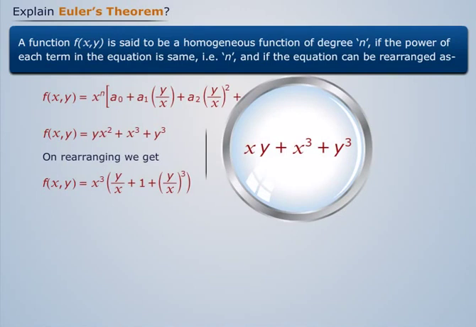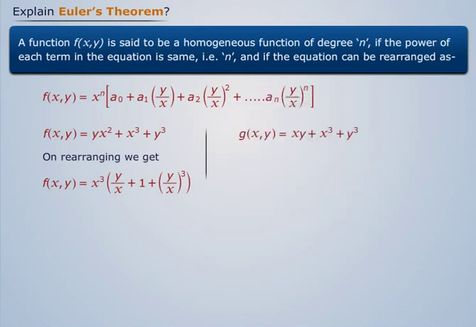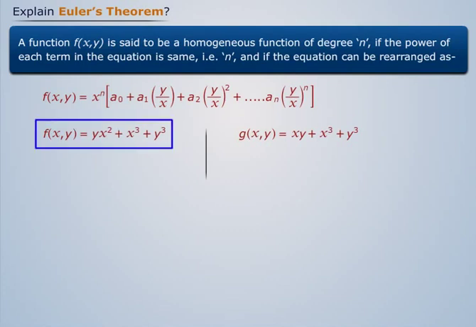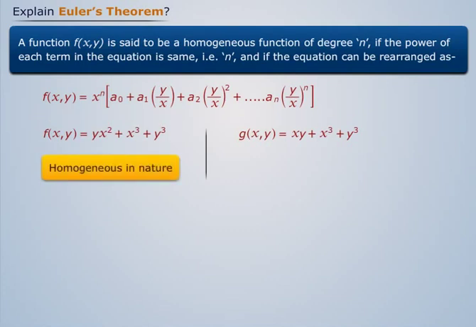We see that the first term has a power of 2, but the other two terms have a power of 3. And also on rearranging the equation, we see that we don't get the required form. Therefore, we can conclude that function f(x, y) is a homogeneous function, whereas function g(x, y) is a non-homogeneous function.